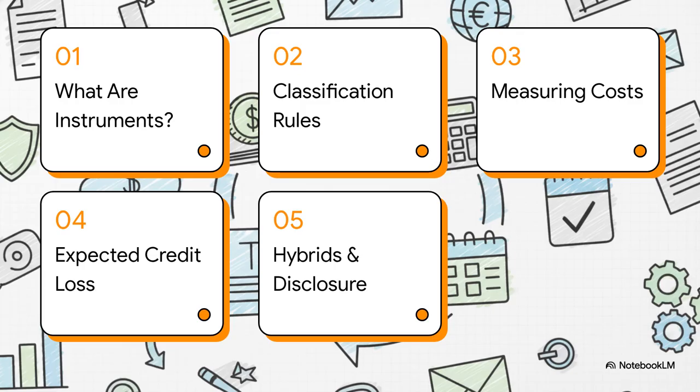Here's our roadmap for today. 1. What are financial instruments? 2. The classification sorting hat. 3. Measuring costs and values. 4. The expected credit loss. And 5. Hybrids, disclosures, and derecognition.